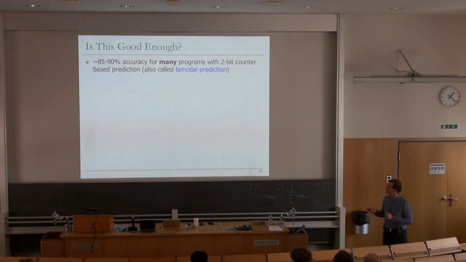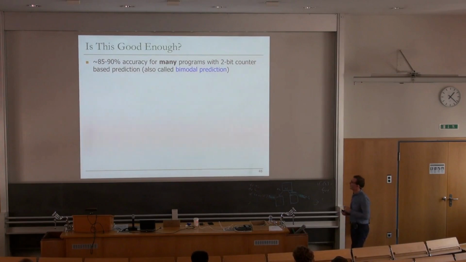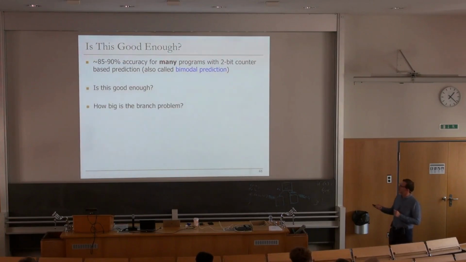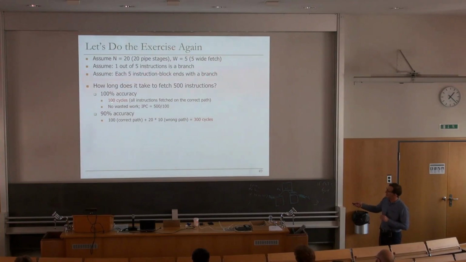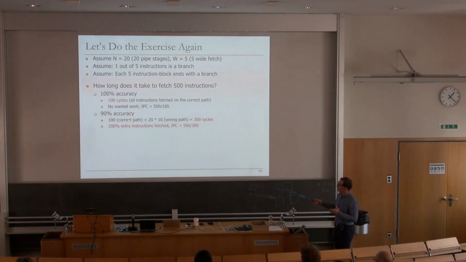This actually gets you 85 to 90% accuracy, this 2-bit counter based prediction, because that was a seminal paper at the time, and everybody implemented this predictor afterwards, and it got you very good accuracy, 85 to 90%. Is this good enough? Now we go back to this. Let's see, where is our 90%? So with 90%, with these parameters, remember we were wasting 200 additional cycles to fetch 500 instructions and 200% extra instructions.